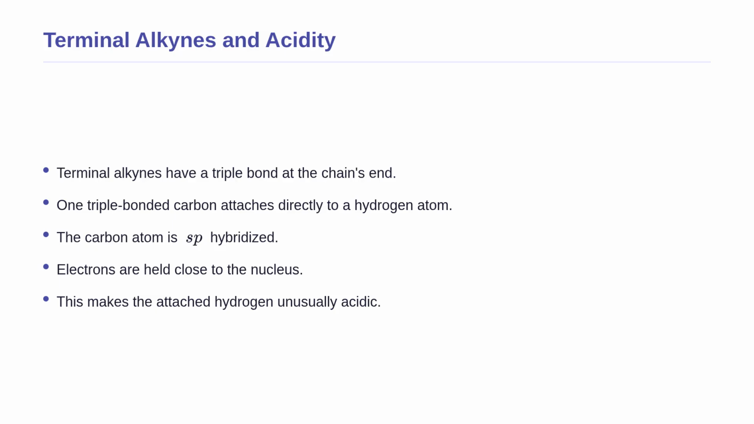Now that we understand the general idea of alkylation, let us look at the specific molecules we will be using. We are focusing on terminal alkynes. A terminal alkyne is a hydrocarbon with a carbon-carbon triple bond at the very end of the chain. This means one of the triple bonded carbons is attached directly to a hydrogen atom. Because the carbon atom in the triple bond is sp hybridized, it holds its electrons very close to the nucleus. This unique electron distribution makes that attached hydrogen unusually acidic for a standard hydrocarbon. This acidity is the crucial feature that makes the entire alkylation process possible.